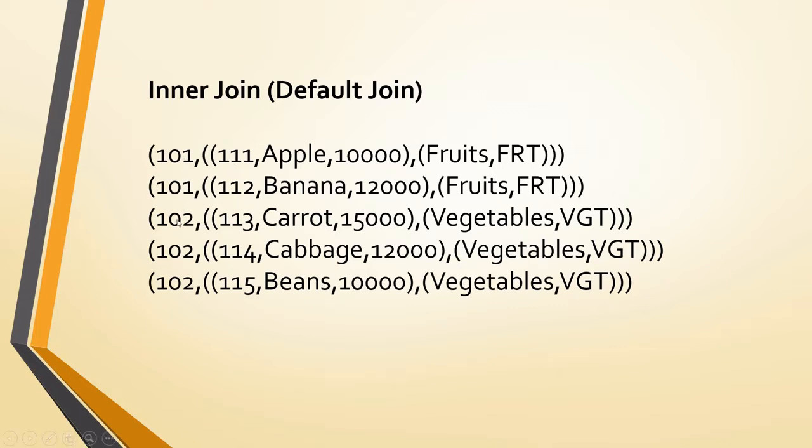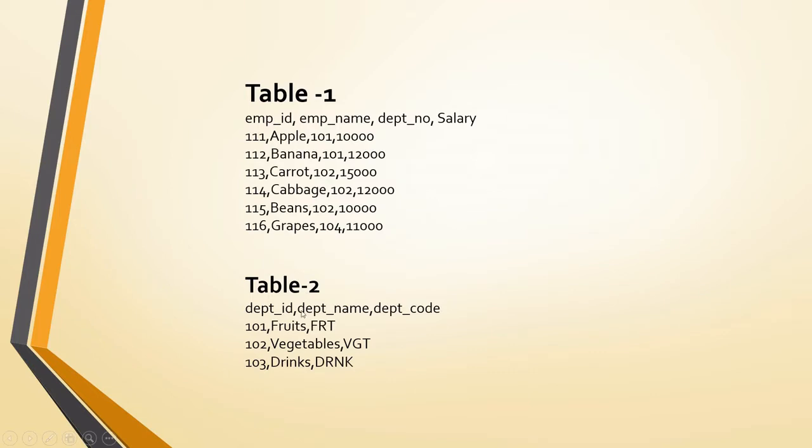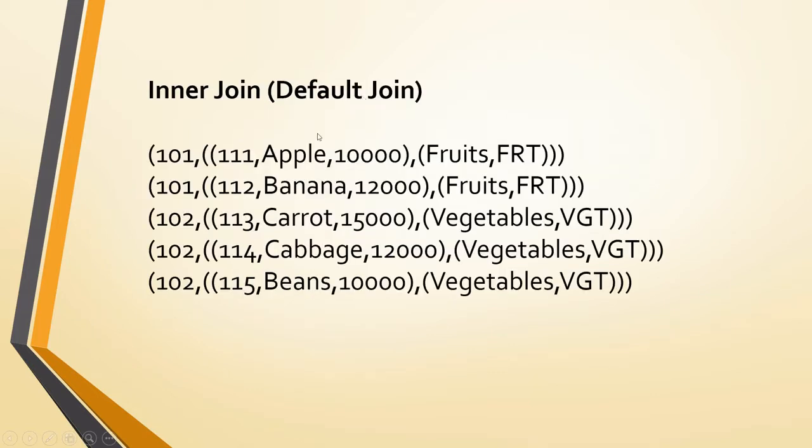You can see here 101 and 102 are considered as key, and for the rest of the data, the first element here is data from table 1. The second element, from here I am highlighting, I'm just moving the cursor, is from table 2, which is here. From here you can understand, this is element 2 and this is element 1 after we perform the inner join.